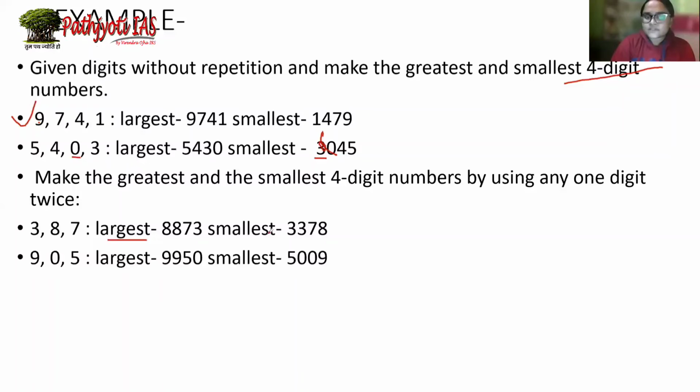For making the smallest number using these 3 digits, we have to repeat the smallest digit. In this particular sequence, we have 3. 3 is the smallest, so 3, 3, 7, 8. Again, with 905, we have to repeat 9 for the largest, and for the smallest, 0, because 0 is the smallest value.